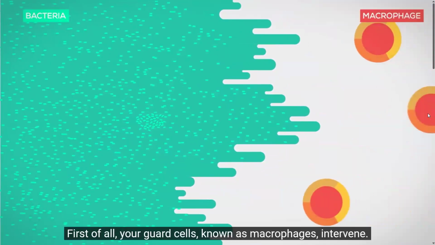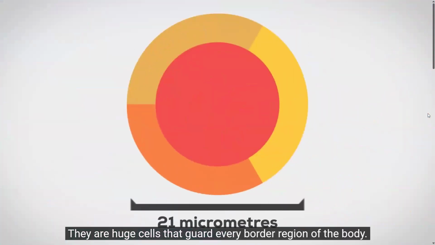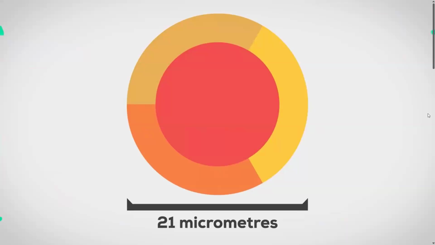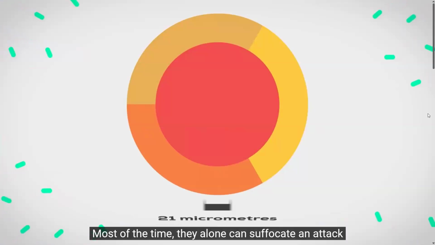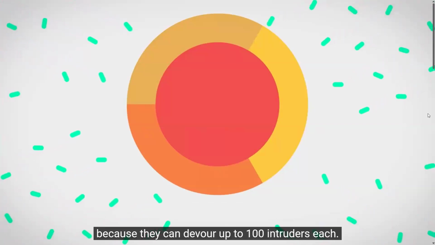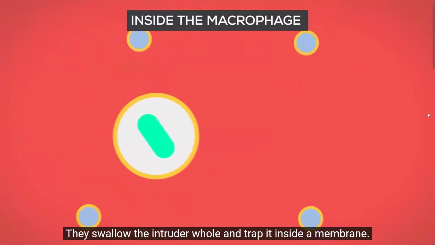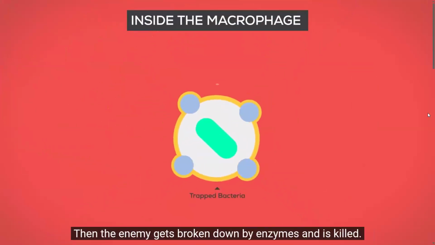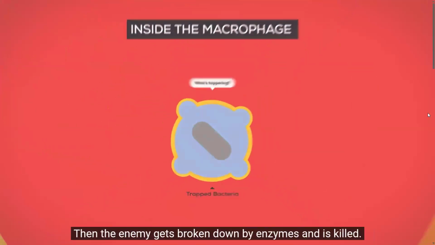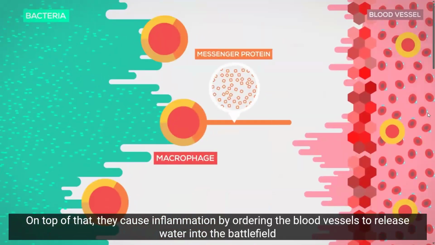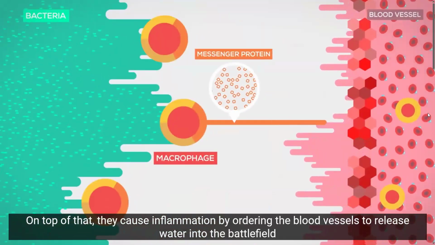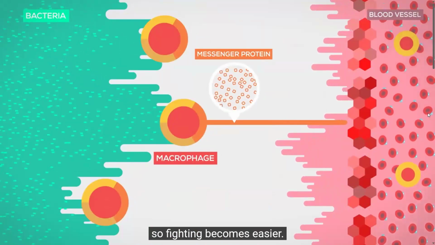First of all, your guard cells, known as macrophages, intervene. They are huge cells that guard every border region of the body. Most of the time, they alone can suffocate an attack because they can devour up to 100 intruders each. They swallow the intruder whole and trap it inside a membrane. Then the enemy gets broken down by enzymes and is killed. On top of that, they cause inflammation by ordering the blood vessels to release water into the battlefield, so fighting becomes easier.